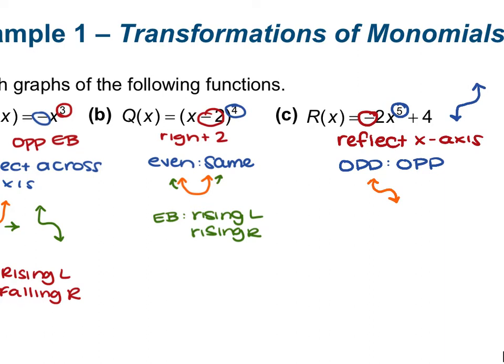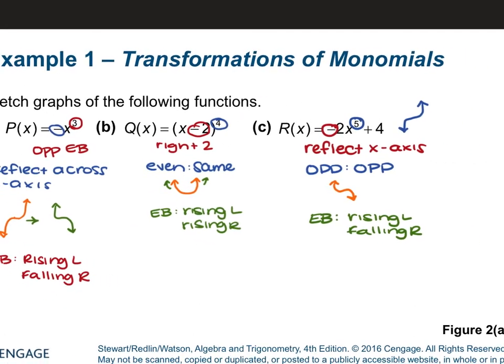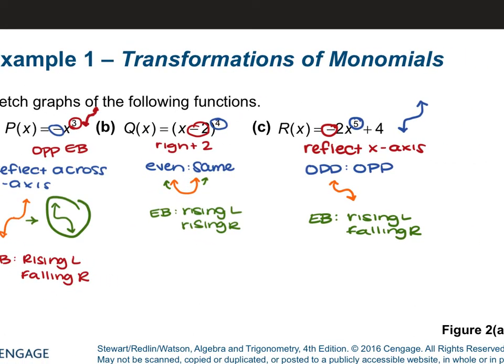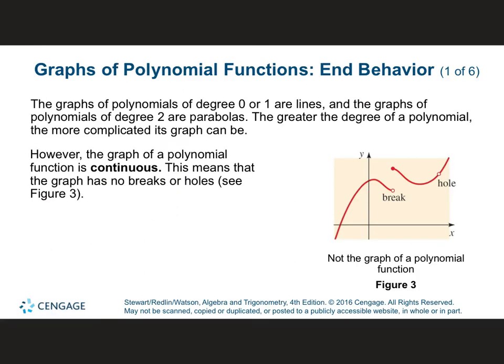So for our ending behaviors, as we go to the left, it goes up, so that's rising left. And as we go to the right, it goes down, so that's falling right. So these are to help you with looking at your ending behaviors in ending behavior notation.